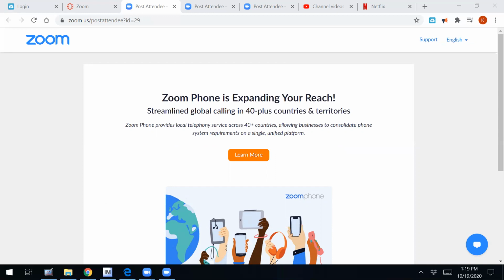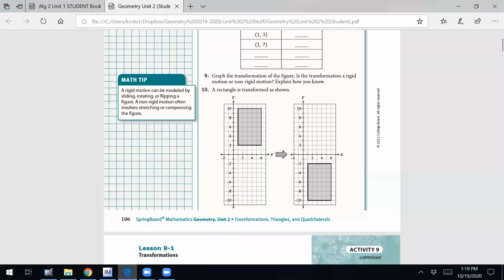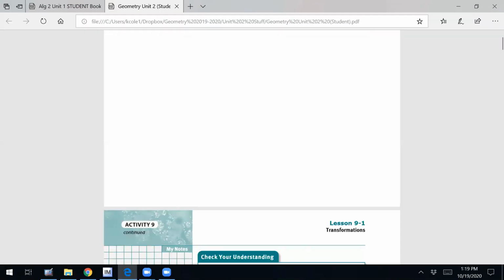Okay, well then let's do it. All right, so we're going to be on page 103 in your book. And we are starting to talk about transformations.